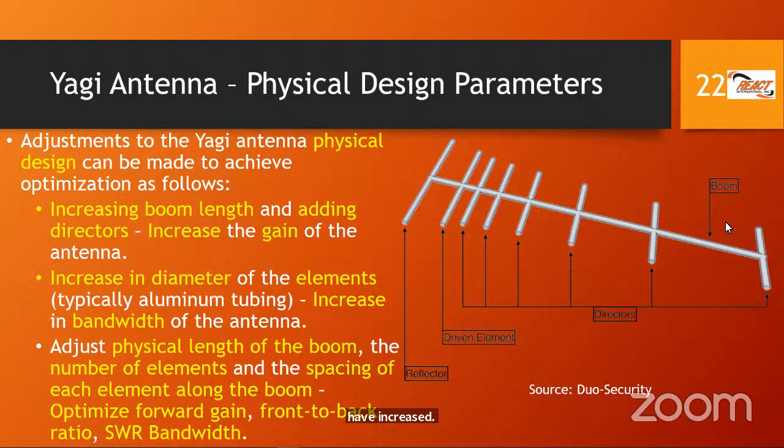You can increase the boom length as well. You can lengthen this boom to get more gain. You can add directors. You can also increase the diameter of the elements for greater bandwidth. And when you increase the length of the boom and adjust the spacing of the elements, you can change or adjust what is called the front to back ratio.